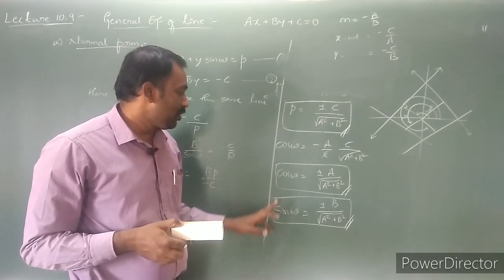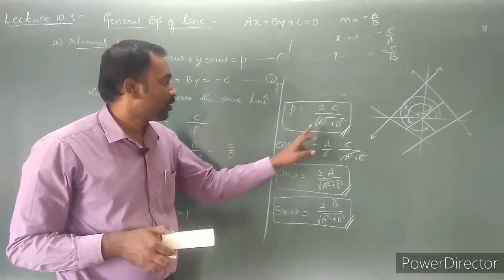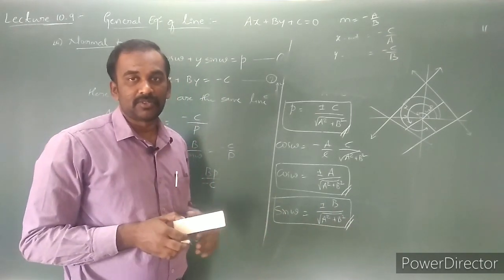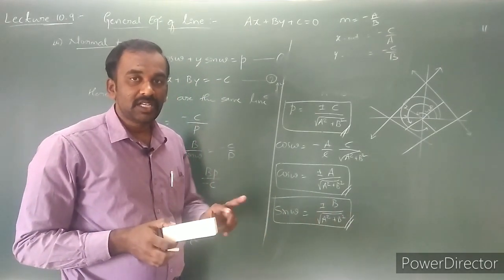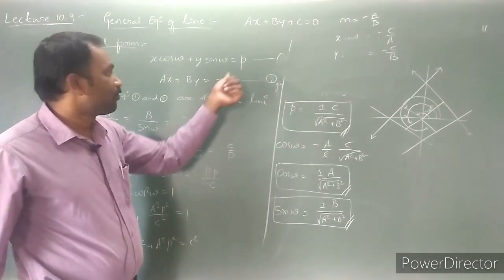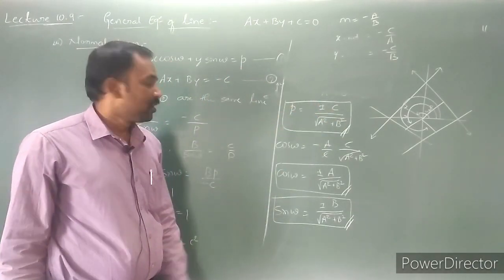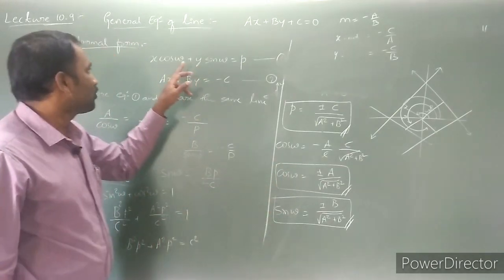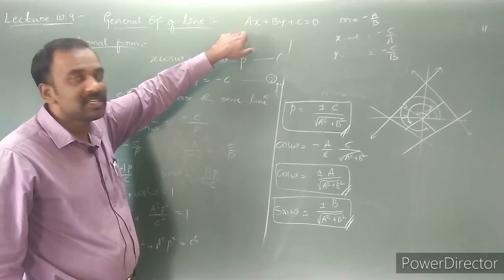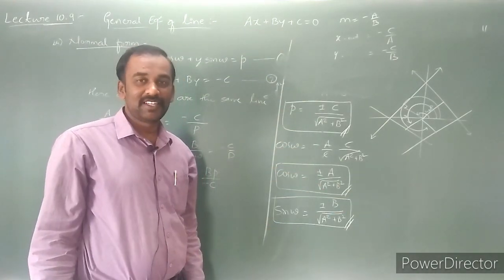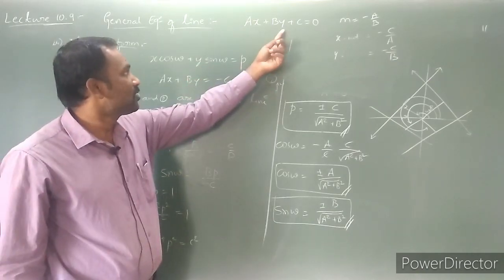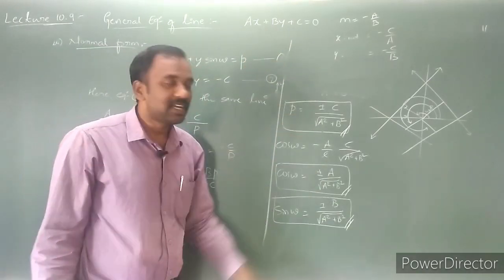P value, cos value, sin value. The denominator is the same: root of a square plus b square. What thing we need to remember means p is nothing but the last term, the constant. Write the constant. Cos omega. Cos omega is the coefficient of what? X. So the coefficient of x in the general equation is a, right? Very simple. Sin omega is the coefficient of y. What is the coefficient of y in the general equation? B, right. That's it.